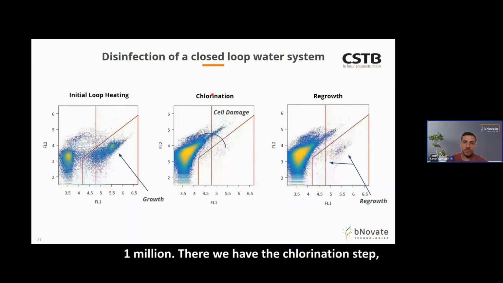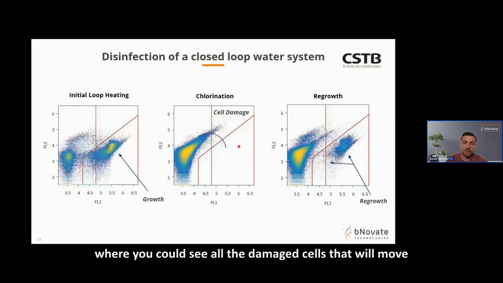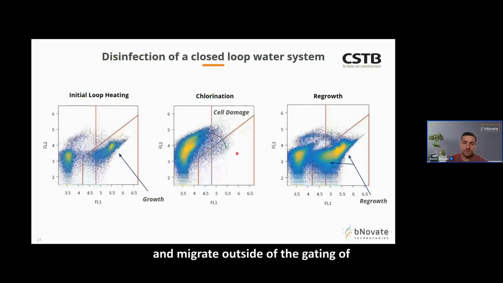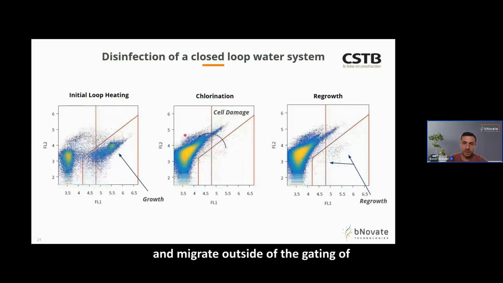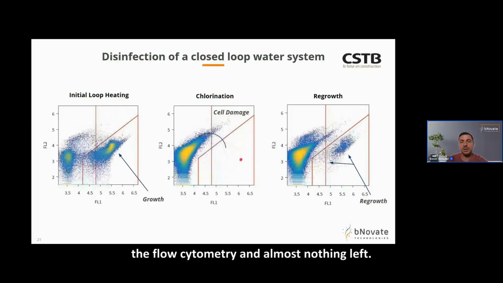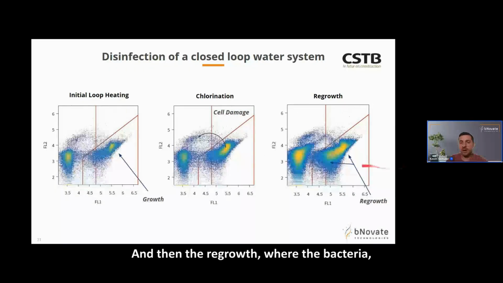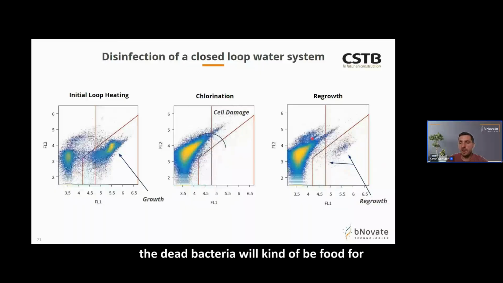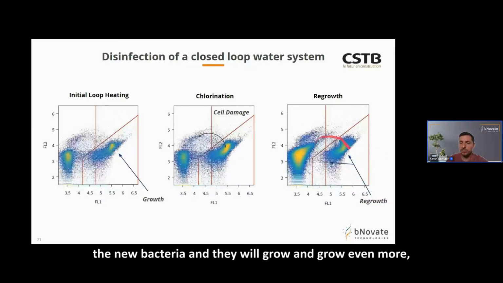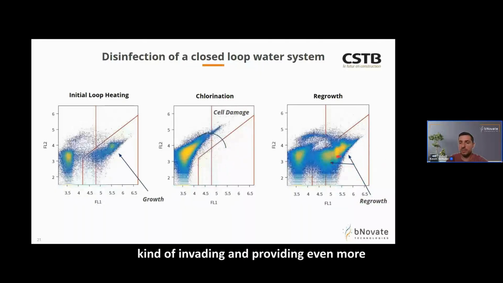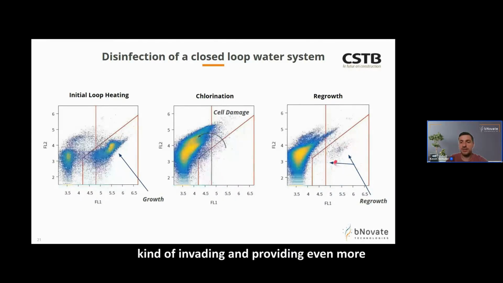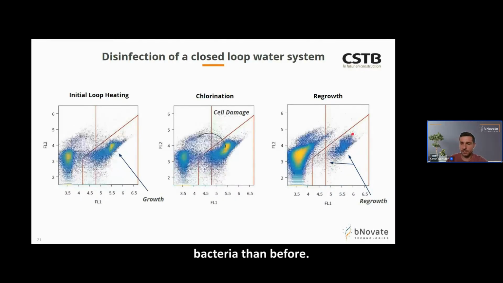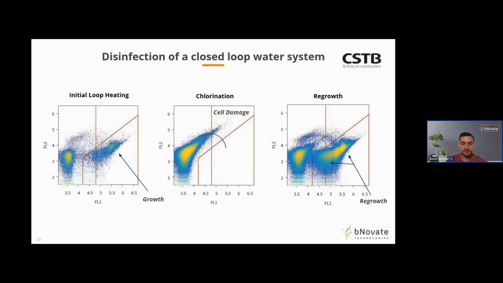There we have the chlorination step, where you can see all the damaged cells that move and migrate outside of the gating of the flow cytometry, and almost nothing left. And then the regrowth, where the dead bacteria become food for the new bacteria, and they grow and grow even more, invading and providing even more bacteria than before.